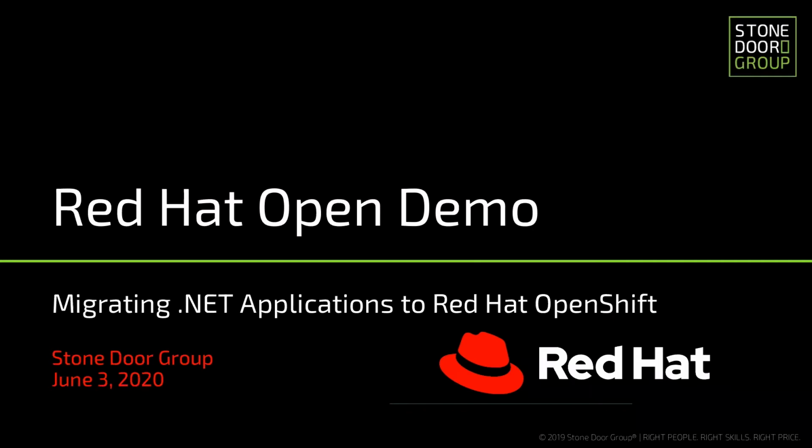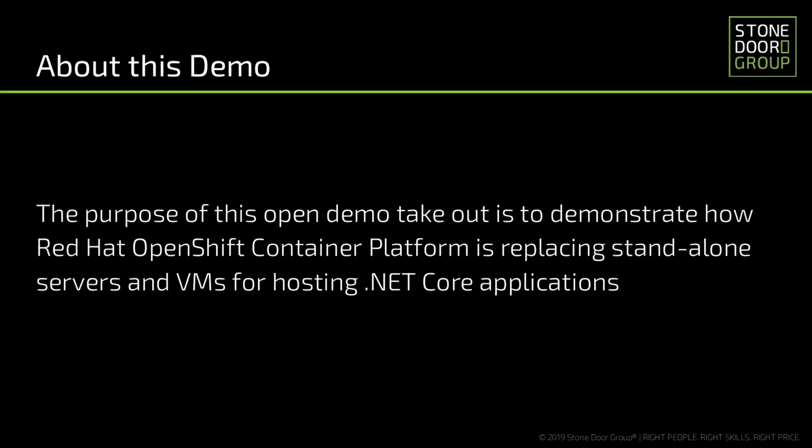And today's demo, as has been said a few times, and hopefully you are aware of this, is migrating .NET applications to Red Hat OpenShift. So the purpose of this demo is to demonstrate how we can take your standard sort of .NET Core application that might be running on a standalone server or VM or some other non-orchestrated system and migrate it over to OpenShift to take advantage of many of the things that OpenShift has to offer.